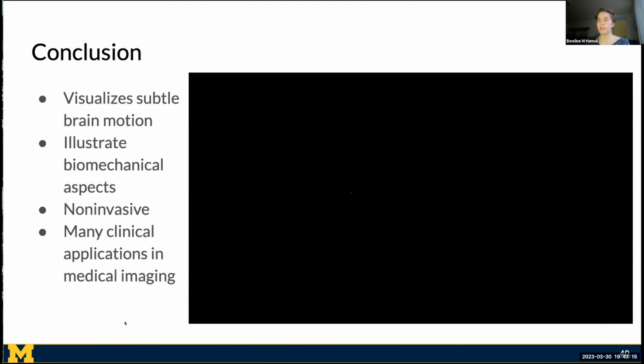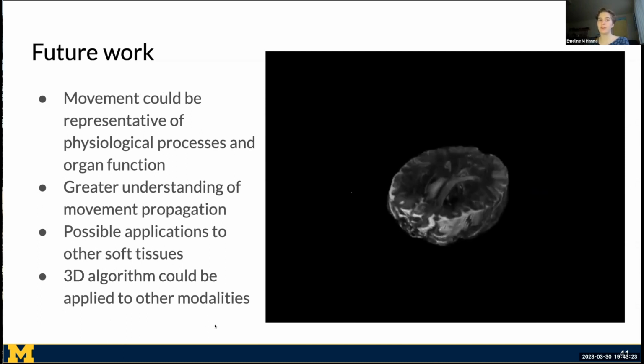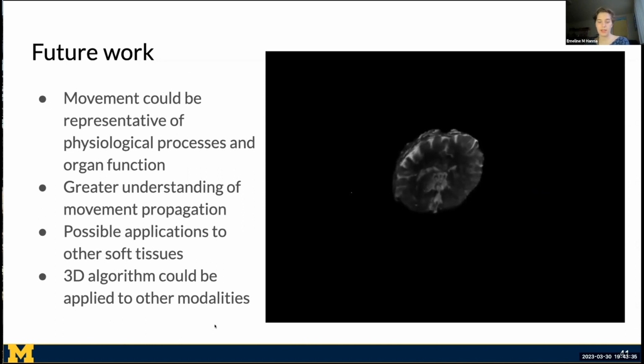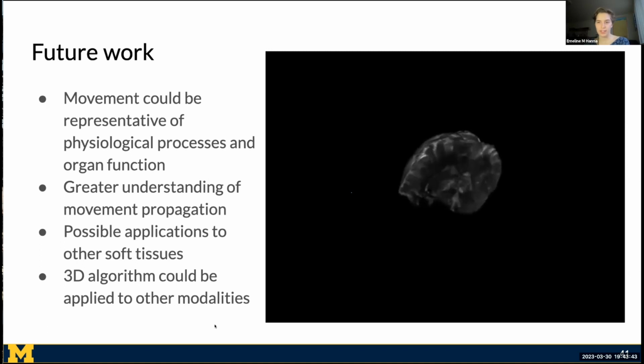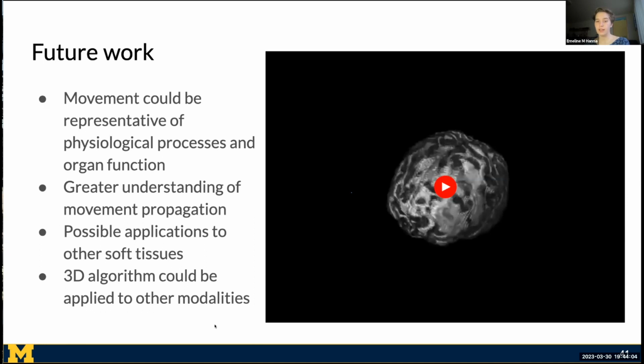As well, there is some future work of where this technology could be headed. So movement is an essential part of living matter, and movement could be representative of a lot of physiological processes and possibly organ functions. But how movement moves through tissues is poorly understood due to how hard it is to image movement inside of biological living things. And so, due to the safety and abilities of this technology, it could be used on structures outside of the brain, such as the liver or blood vessels or lungs.